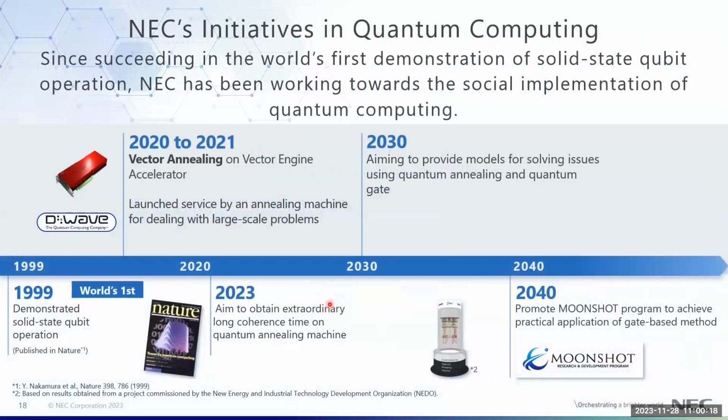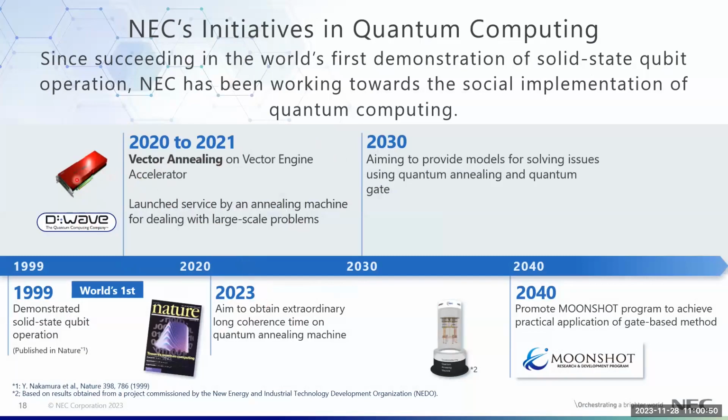This is a nice little bit of trivia about NEC: NEC was the first company to demonstrate a solid-state qubit in operation, and that was published in Nature magazine in 1999. And from then we have had these dedicated quantum teams, and right now we are in this phase where vector annealing, which we are studying right now, has been properly productized. The machine is available, and between 2020 and 2021, we partnered with D-Wave.